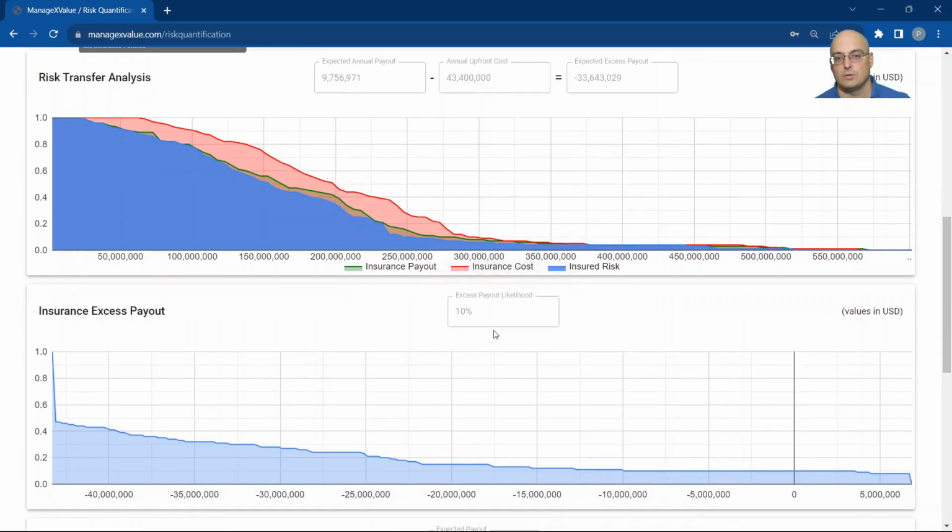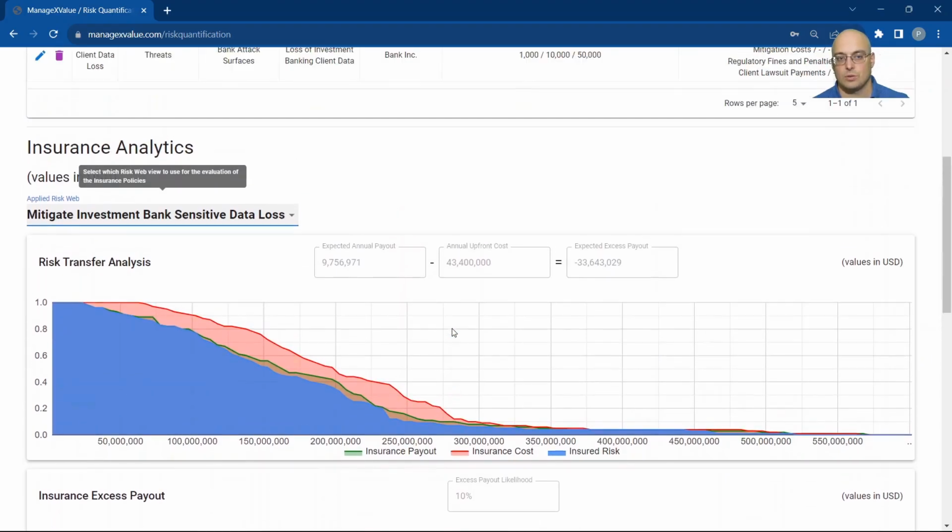Compared to the previous 78% chance for an excess payout, now this drops down to 10%. So even from this perspective, this highlights that the insurance policy could drop in terms of price. That is, of course, a significant potential savings for the company if they can materialize those savings with negotiations with the insurance provider, and that can actually add to the return on the specific investments.